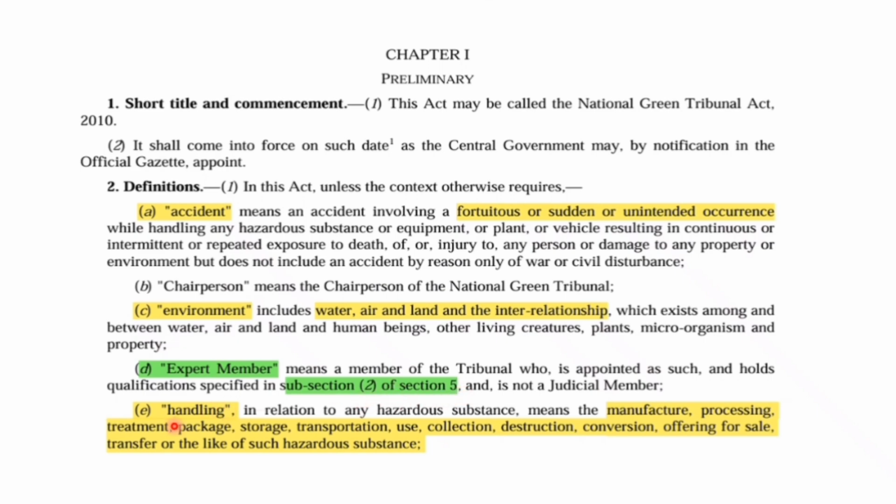Okay, then E, handling. We have already seen this word in clause A, accident. So what is handling in relation to any hazardous substance? It means the manufacturing, processing, treatment, package, storage, transportation, use, collection, destruction, conversion, offering for sale, transfer or the like of such hazardous substance is said to be handling.